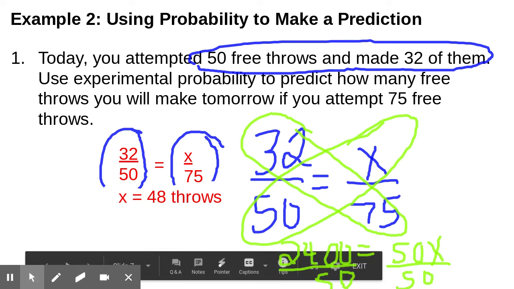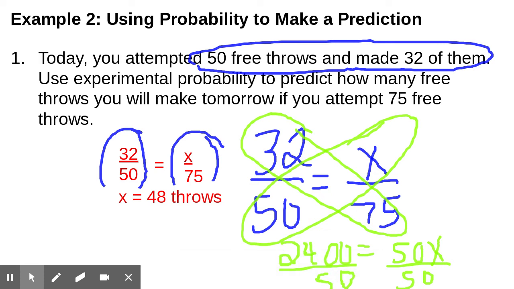So again, let's go back here. It says, today you attempted 50 free throws and made 32 of them. So 32 out of 50 is equal to how many out of 75? So setting up my proportion, we do the breadsticks, we cross multiply, all right? And we will get 48 throws.